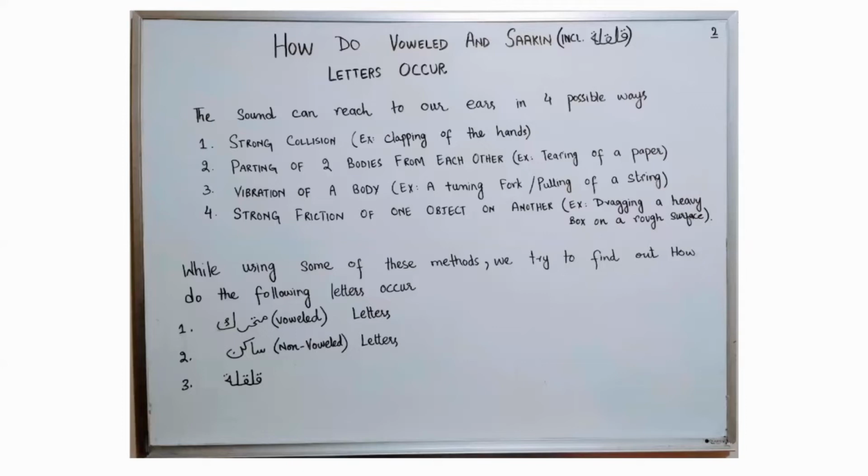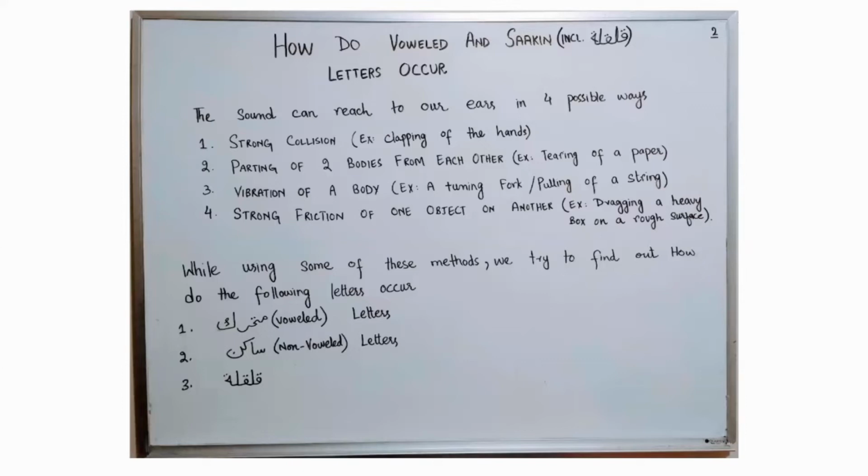The third possible way is vibration of a body, and an example for this could be a tuning fork or pulling of a strong string. Another possible way is the strong friction of an object on another object, and an example could be dragging a heavy box on a rough surface.